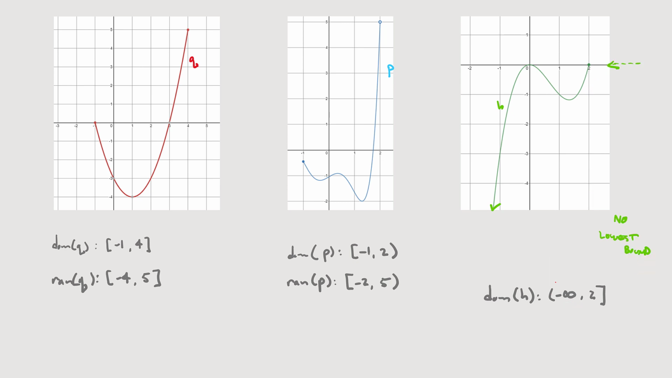But again, this one does have an upper bound. It looks like it is 0 because we're talking about y, right? Talking about the y-axis here. So it's all of this stuff. 0 is the upper bound and there is no lower bound. So we're going to go -infinity to 0.